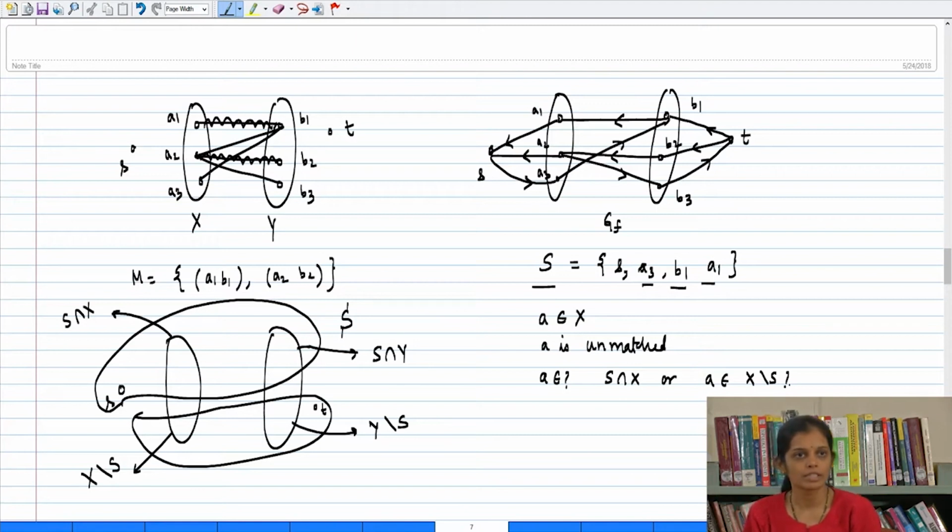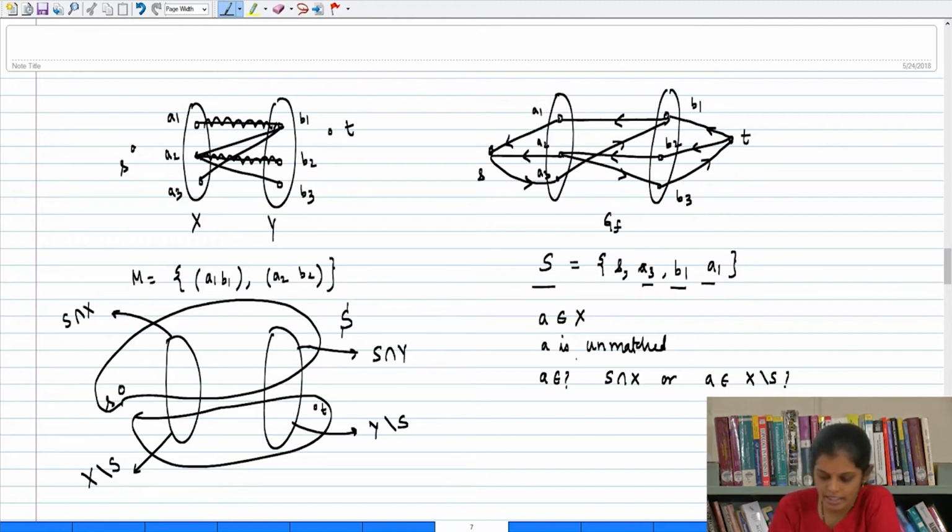Why should it belong to S intersection X? Good. Remember that in our original network we have put this edge from S to each A. It is unmatched, so there is no flow going into it, and therefore that edge remains as it is. Just like A3, which is unmatched with respect to the matching, you are seeing that the edge S to A3 remains as it is. Therefore A3 is reachable from S, right?